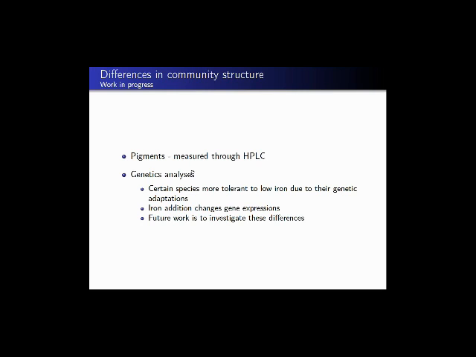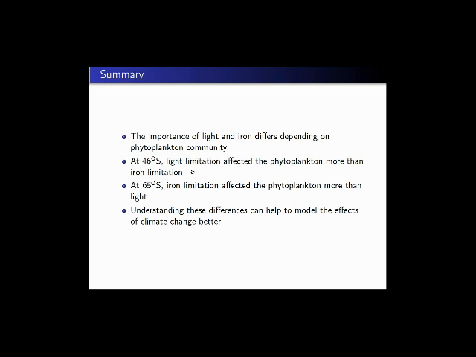So, in summary, the importance of light and iron for phytoplankton differs depending on the community. At 46 South, light limitation affected the phytoplankton more than iron limitation. And at 65 South, iron limitation affected the phytoplankton more than light. And understanding these differences can help us model the effects of climate change better.